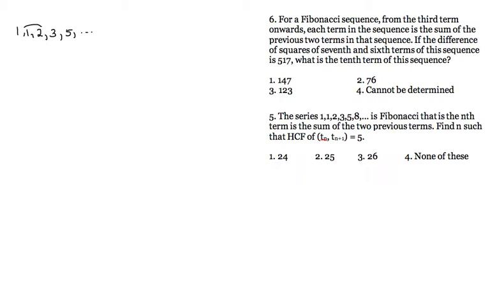So the question gives us the difference in the squares of the 7th and the 6th terms. So let's call them T7 and T6. So T7 square minus T6 square is equal to 5 and 7.